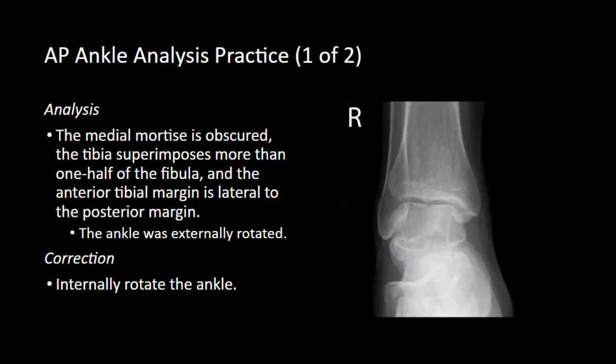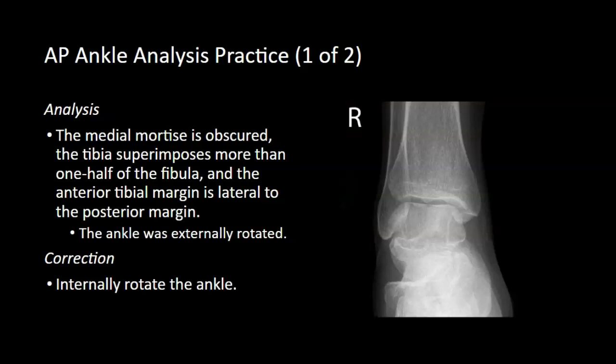So in this AP projection of the ankle, we want to first determine, do we have all our anatomic structures, which we do. And next we want to determine whether we have a true AP projection. And how do we do that? Well, we're going to look for that open medial mortise. That medial mortise is not demonstrated as open, so therefore we might have some rotation issues.